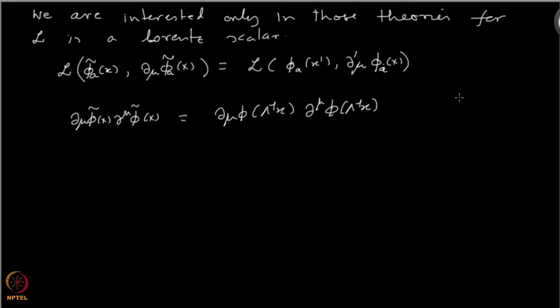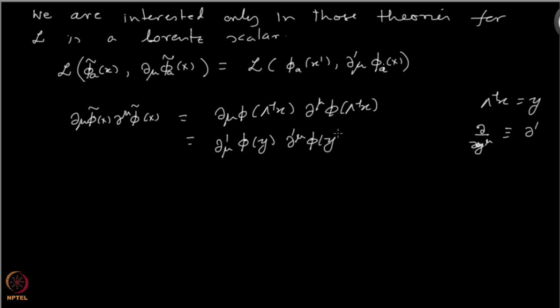But now if you take lambda inverse x and define it to be y, and you define the derivative with respect to y as, let me write it, del over del y mu, let's say we call it del prime, then you can check that this is del mu prime phi of y, where I have put lambda inverse x as y, times del mu prime phi of y. Okay, so this is happening because it's a scalar.